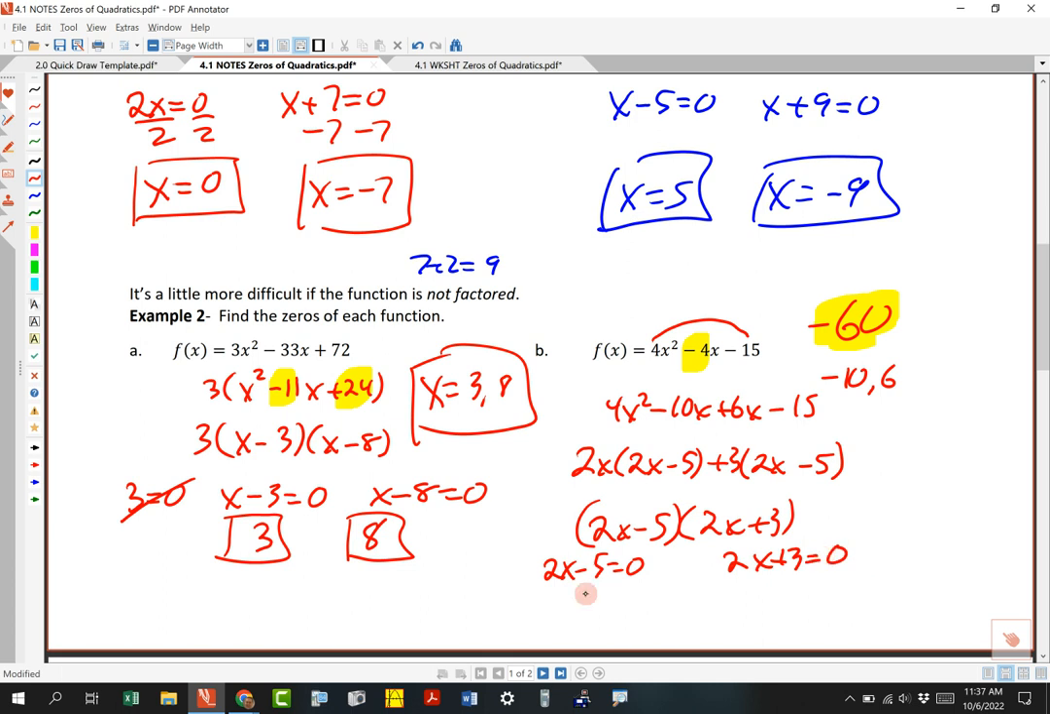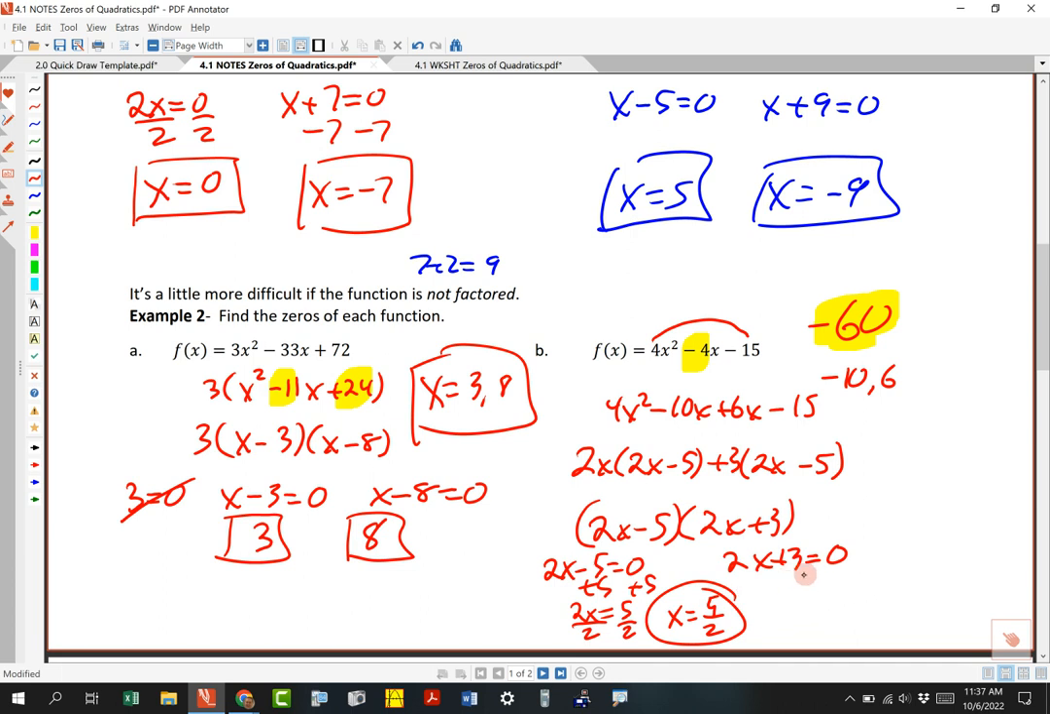Colson, what do I do to solve? Add 5. Then what? Divide by 2. So I'm going to write everything out here. I'm going to have a 2x divide by 2. So I get x equals 5 halves. I'm going to circle that one.